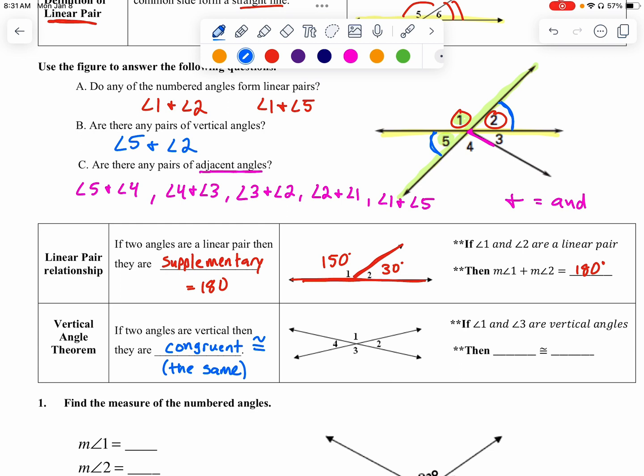So two lines make an X, and the ones across from each other are vertical, so they are congruent. So angle 1 is congruent to angle 3. You might also notice there's another pair of vertical angles. Angle 4 is across from angle 2, so angle 4 is also congruent to angle 2 because they're vertical angles. Remember, to show that angles are congruent, you can use those little arc marks. One arc in blue means those are congruent, and two arcs in red mean those are congruent.